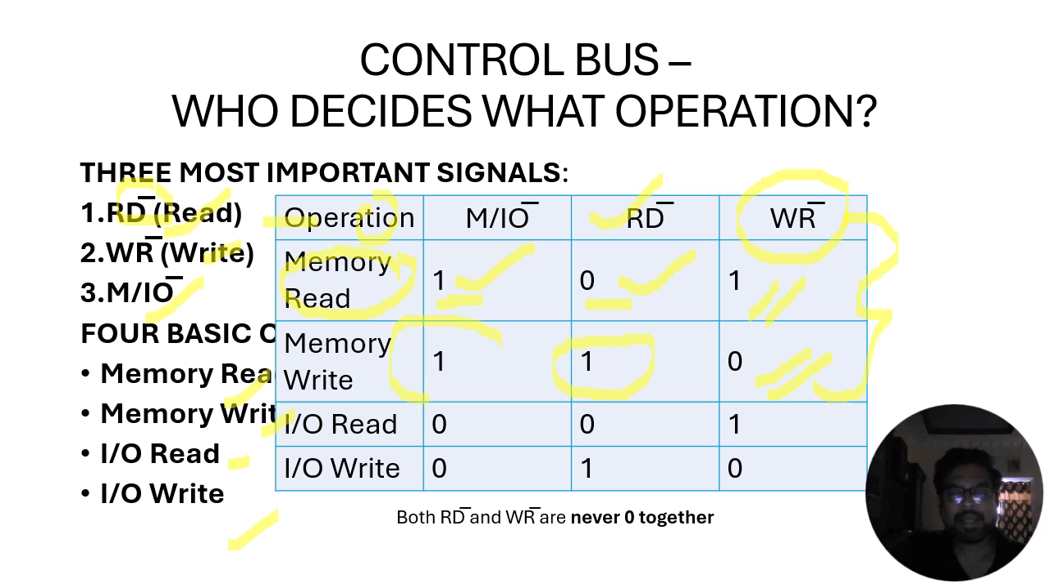for I/O read or I/O write, the M/IO bar signal must be active low, because it is written as IO bar, so an active low signal must come there. If a 0 is there, it indicates an I/O related operation. If read bar is 0, then it is an I/O read. If write bar is 0, then it is an I/O write operation.